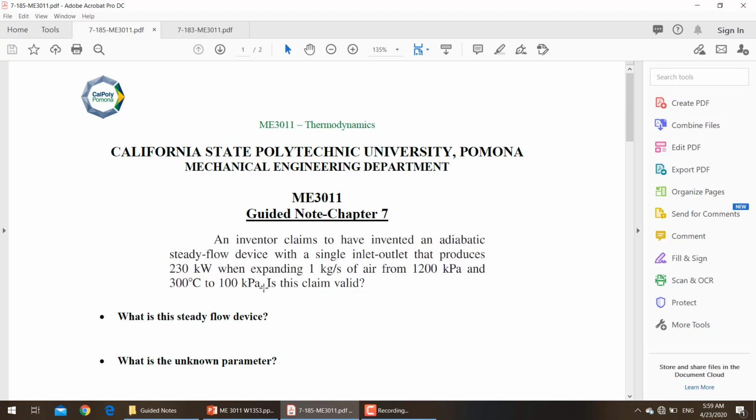So this is a turbine. This is a turbine, correct? Because the pressure decreases and also W is generated. So this is a turbine.